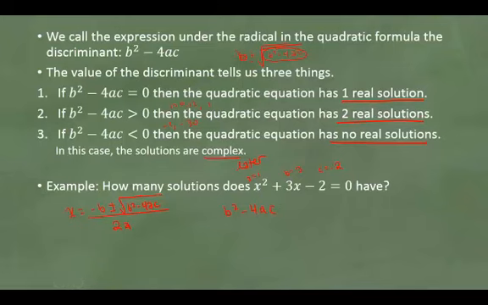We're just going to use b squared minus 4 times a times c to see how many solutions we have. b squared is 3 squared. 3 squared is 9. 4 times a is 1, so 4 times 1 times c, which is negative 2. So we have 9 minus 4 times 2 is negative 8, so plus 8. 9 plus 8 is 17. 17 is bigger than 0, so we have two real solutions.